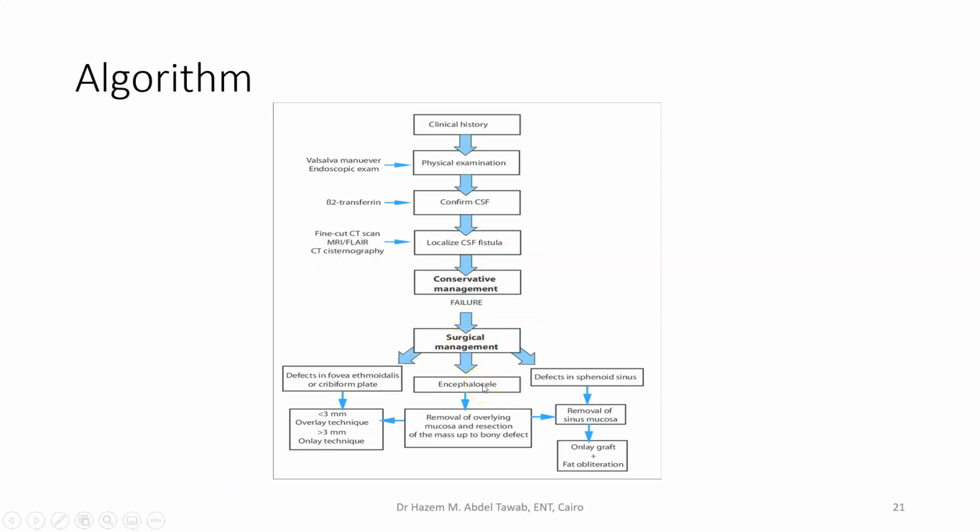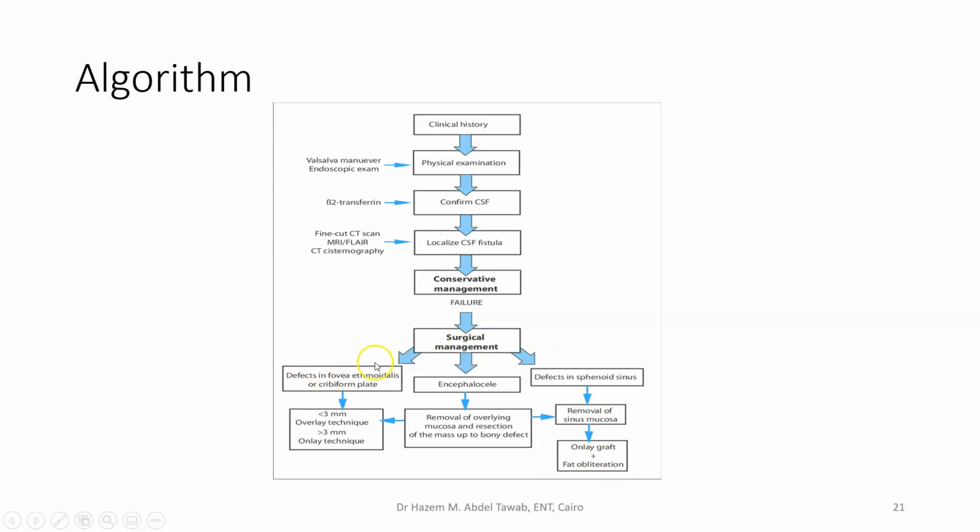If it is an encephalocele, for example, then you are going to remove the overlying mucosa, resect that mass, and close the defect. Closing of the defect usually comes by onlay graft and fat obliteration. If the defect is in the sphenoid sinus, you are going to remove the sinus mucosa, and do fat obliteration and onlay graft.